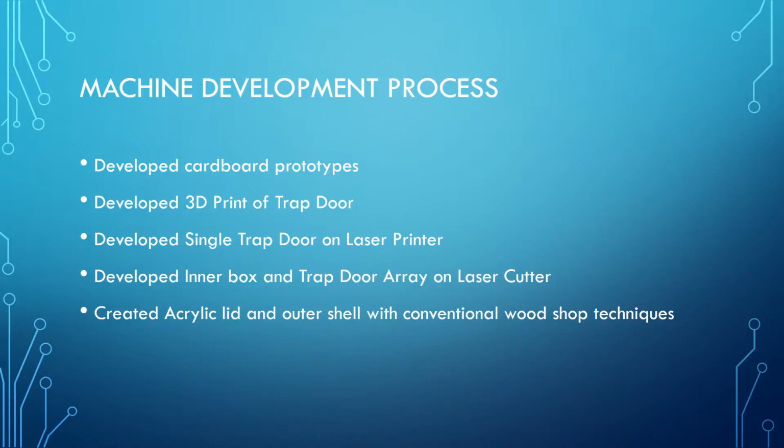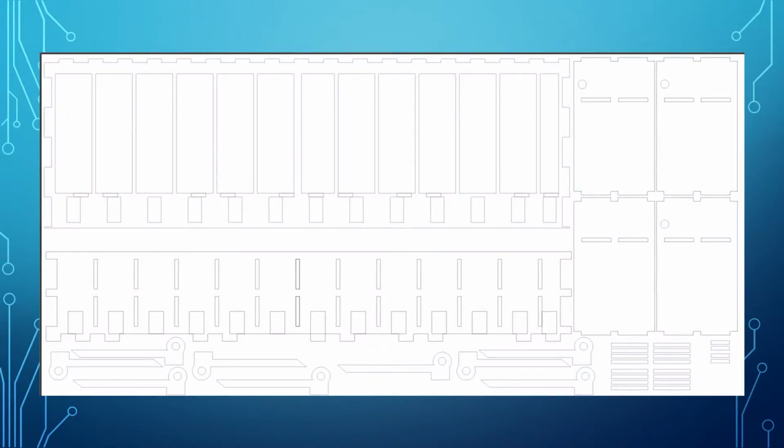Okay. Walking through the machine development process, we experimented with a few different methods. Eventually we settled on a laser printer as our primary manufacturing method. This is an example of one of the cutouts used for the laser printer. On the top left, you're looking at a top view of the candy slots, and then just below that you're seeing a dividing wall for the front, and then on the right you're seeing dividing walls for the sides.